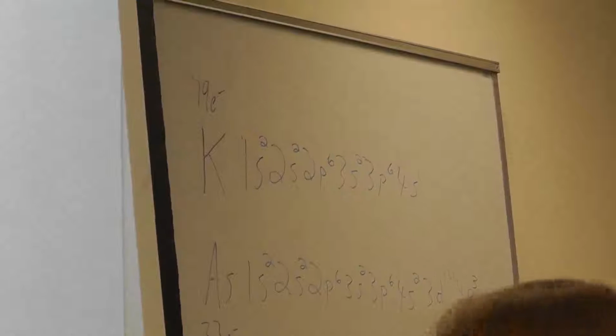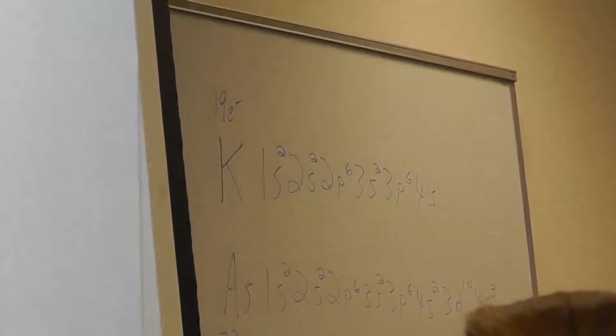An S sublevel is always one orbital. And when that orbital gets full, it's full at 2 electrons, correct? How many electrons can you put in a P sublevel? 6. That's 2 electrons per orbital, correct? A P orbital can only hold 2 electrons, but a P sublevel can hold up to 6.